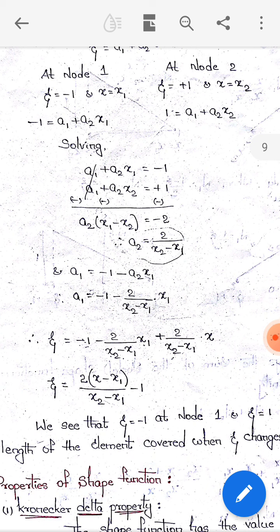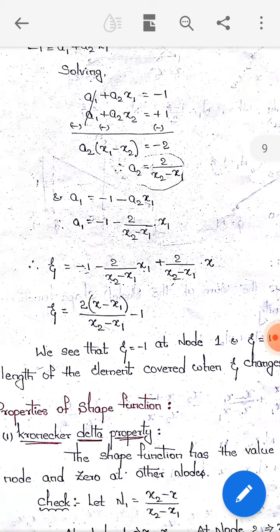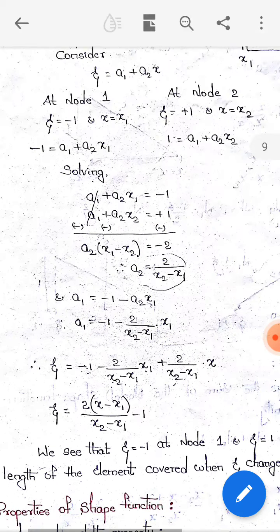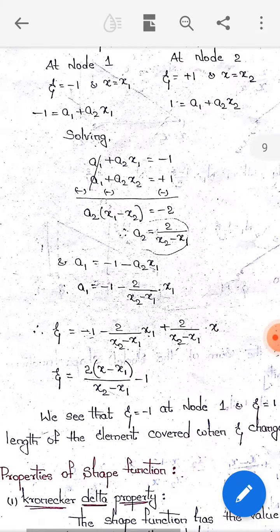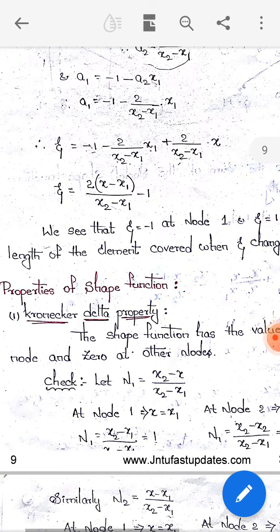Subtracting the two equations: if you add, it will be an equation in a1 and a2, so it is of no use. Subtract, and one constant will be eliminated, so we will get a2 equal to 2 by (x2 minus x1). Substituting a1 and a2 in zeta equal to a1 plus a2x, we will get zeta. Zeta is equal to 2 into (x minus x1) by (x2 minus x1), minus 1.